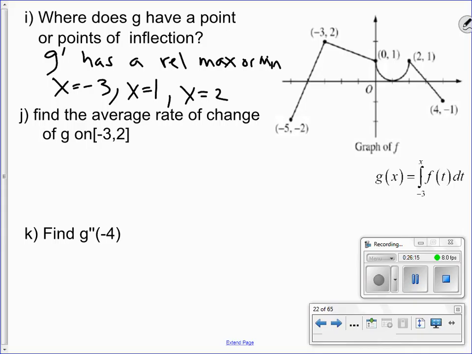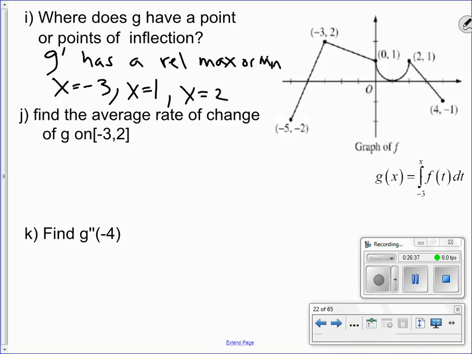At x equals 2, the second derivative, the slope of this, would be going from positive to negative. So the second derivative would be changing sign from positive to negative, because the slope is positive before and negative after. And it's a max. Let's think of it that way.